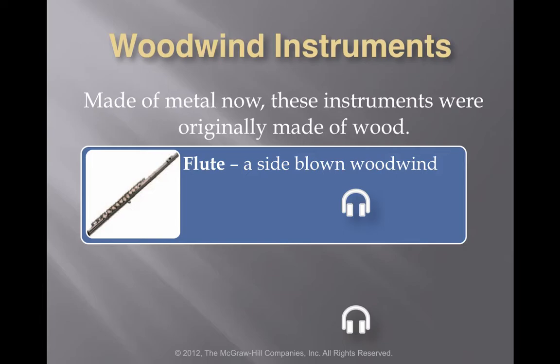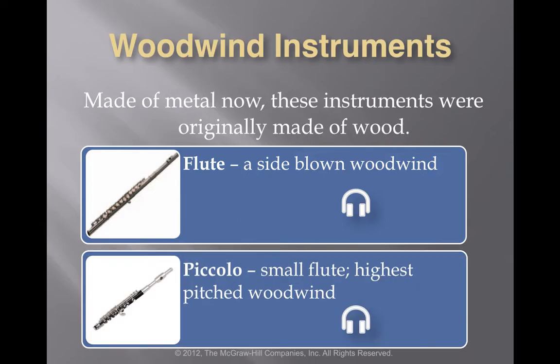Now, one of the highest of these woodwind instruments is the flute. But even higher than that is the piccolo, which is a much smaller flute instrument. And these are some of the few instruments that do not require a reed to make their sound. Rather, the sound comes from blowing across the tone hole. And here's your example of a piccolo sound.